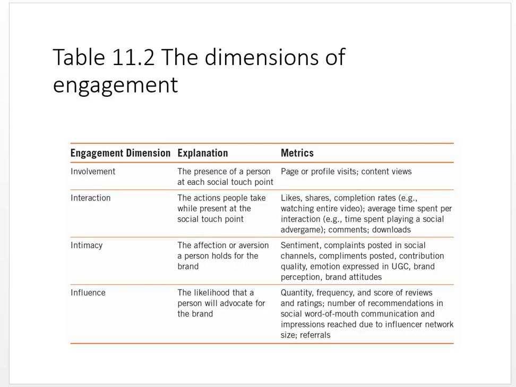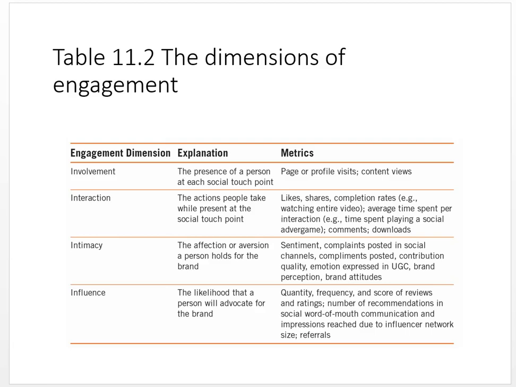And this is probably my favorite slide. We're going to use this for your final assessment task. The dimensions of engagement. So we have engagement dimensions: involvement, interaction, intimacy, influence. Now, I like the involvement direction. It gives you a beautiful overview. It provides context, really. Yeah, the presence of a person to each social touch point.